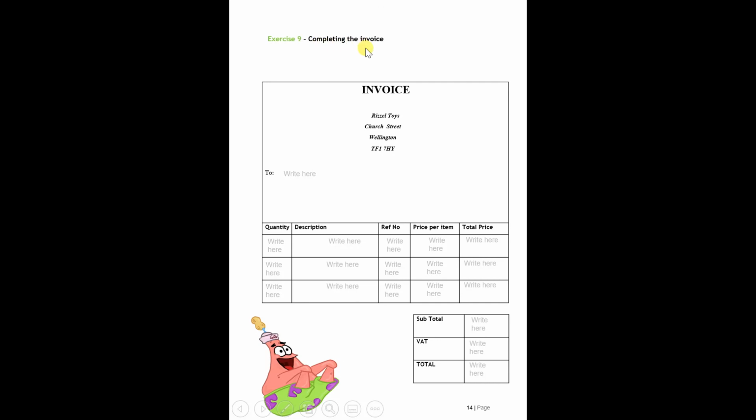You are Toys R You. You want to ask Rizal Toys for the money, so you need to complete an invoice because you want to make sure that Rizal Toys pay for the goods they've received. It's your job now to use the information from slide 12 and complete the invoice.